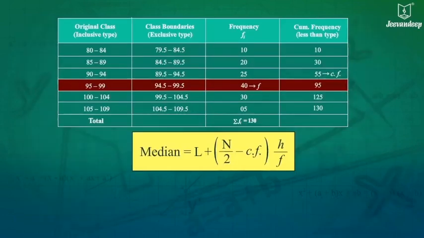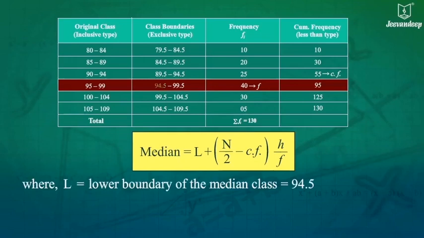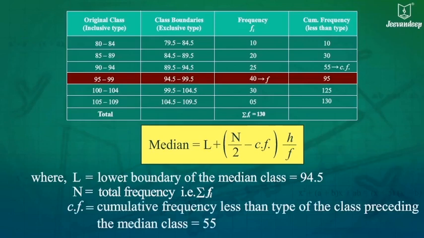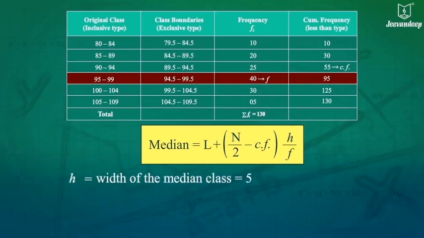According to the formula, median equals L plus (N by 2 minus CF) multiplied by H upon F, where L equals lower boundary of the median class, that is 94.5, N equals total frequency, that is sigma fi, CF equals cumulative frequency of less than type of the class preceding the median class, that is 55, H equals width of the median class, that is 5, F equals frequency of the median class, that is 40.